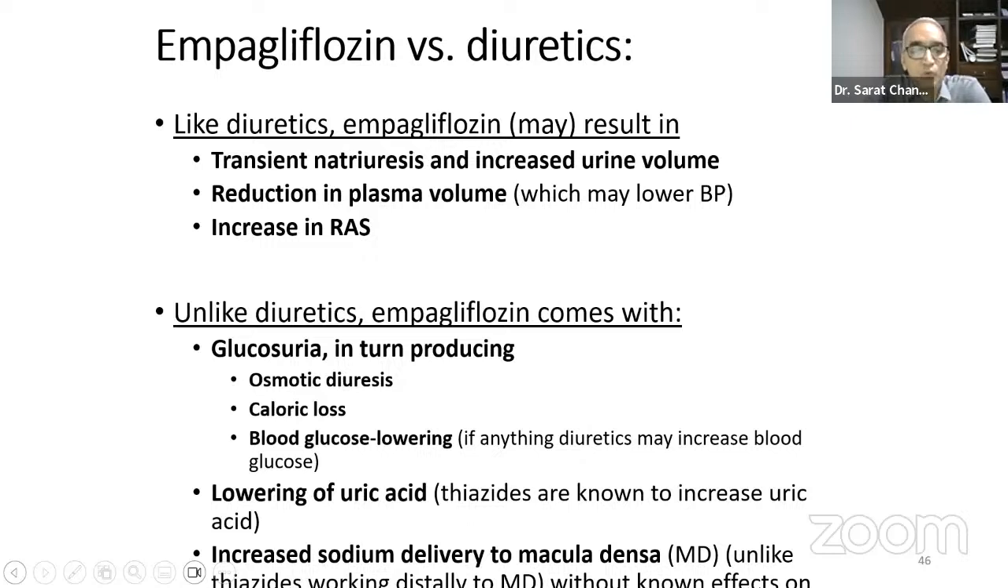So there is a lowering of blood glucose and a reduction of A1C, and there is a peculiar lowering of uric acid also. And we know that uric acid is a bad prognostic factor in patients with heart failure, for that matter in patients in general. And thiazides can actually increase uric acid, but gliflozins reduce uric acid, and increased sodium delivery occurs to the macula densa, which is a very, very important thing in the prognostication of the patient.